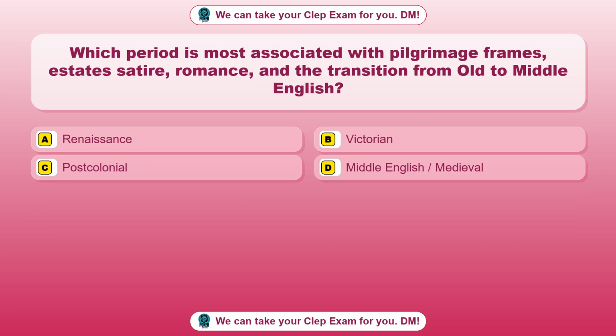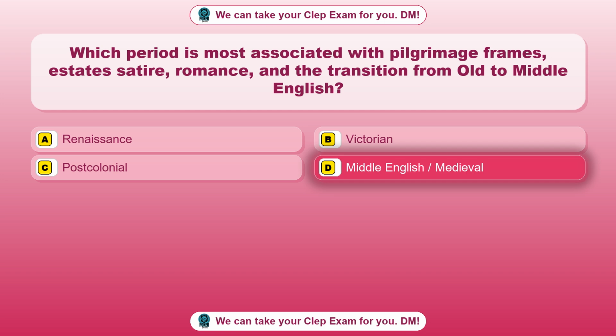Question 17. Which period is most associated with pilgrimage frames, estates satire, romance, and the transition from Old to Middle English? Option A, Renaissance. Option B, Victorian. Option C, post-colonial. Option D, Middle English/medieval. The correct answer is option D, Middle English/medieval.